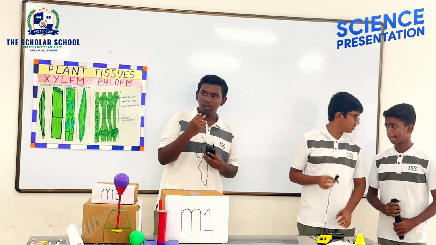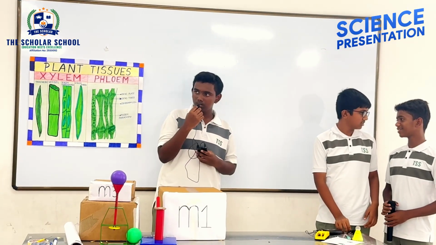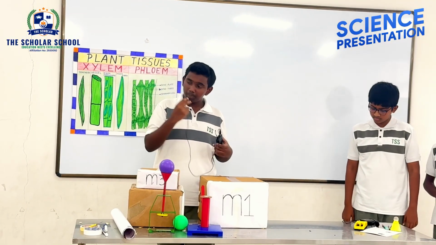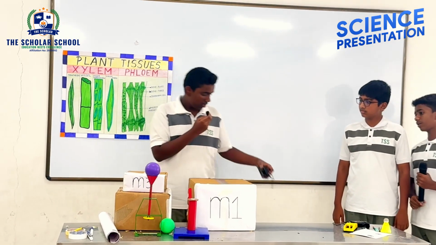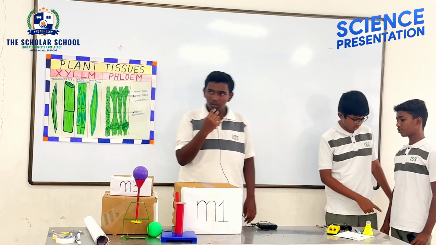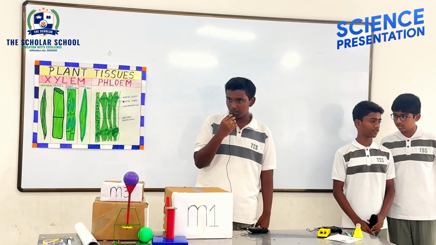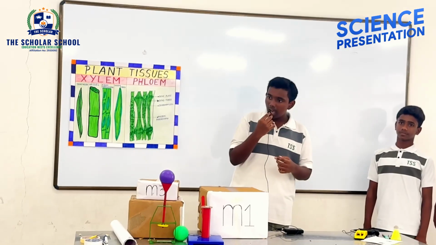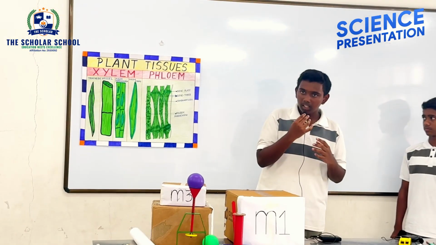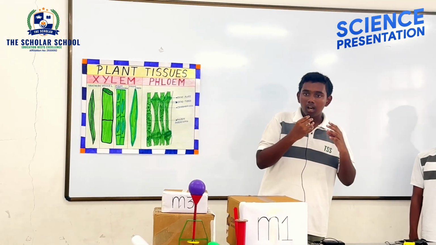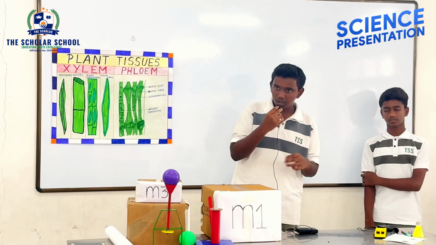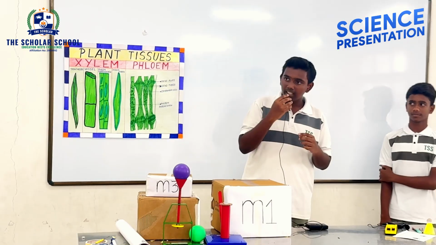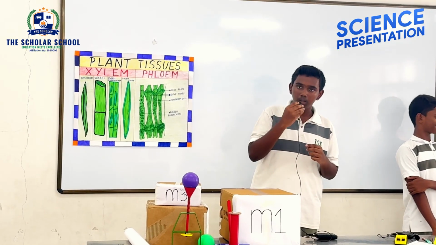So, anybody have an idea what a tissue can be? Like, what is a tissue? Correct. It can perform a specific function. So, there are two types of tissue: plant tissue and animal tissue. In plant tissue, there are also two types, meristematic tissue and permanent tissue. Meristematic tissue, also known as growing tissue, actively divides and helps in growth.